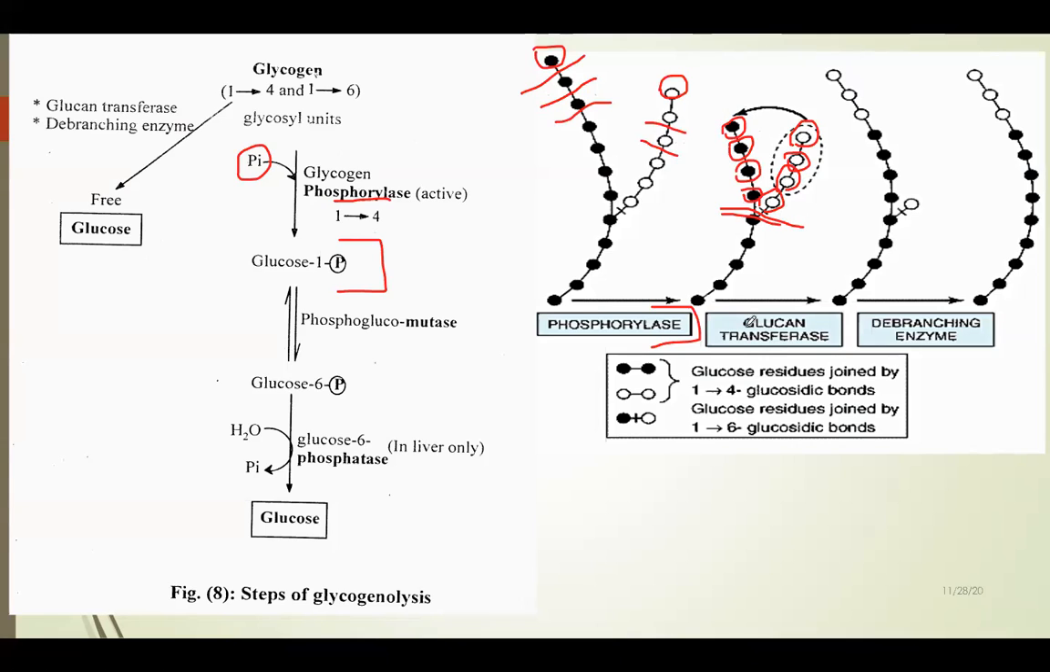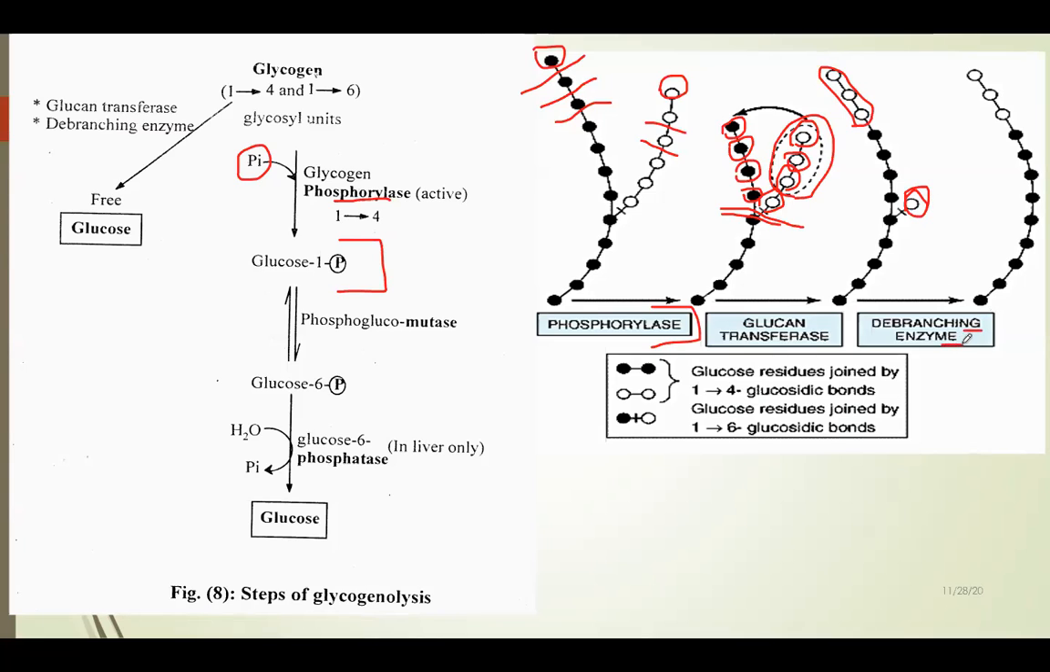Another enzyme called glucan transferase will transfer 3 glucose units from one branch to another branch. These are the 3 glucose units which are going to be transferred from the right branch to be attached to the left branch, but not at a branching point. It is a straight chain. And 1 glucose unit will be left. This will be removed by a debranching enzyme.